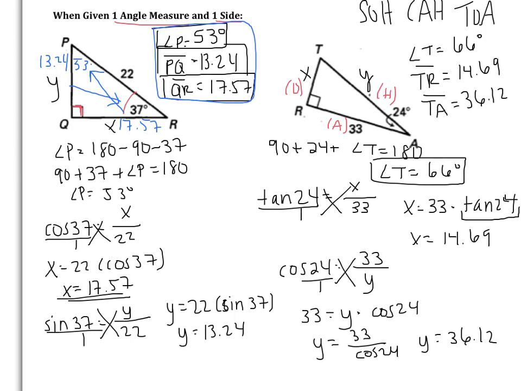Now I'd just like to check to see, do my answers make sense? So I'm going to mark my answers on the figure. Angle T is 66 degrees. Side TR is 14.69, and side TA is 36.12.